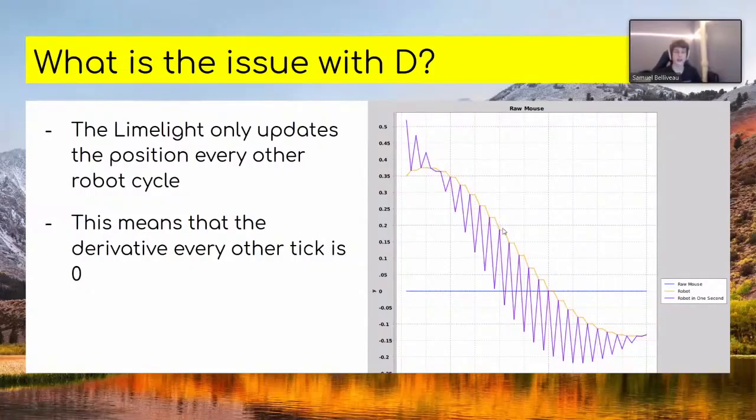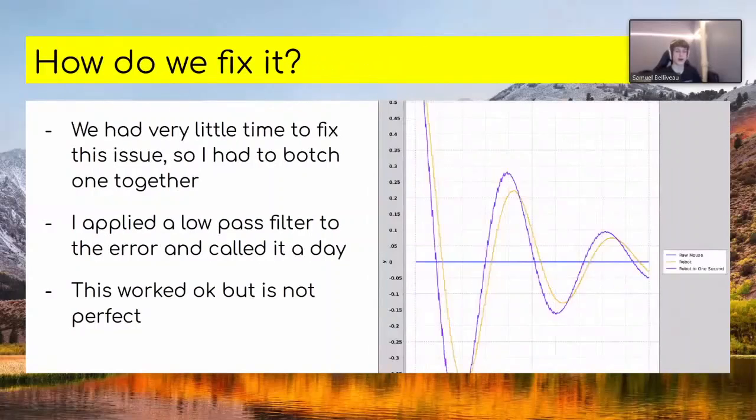every other tick, which means that the derivative every other tick is 0, and then the derivative on the other tick would be some high value. So here you could see that the robot's predictions are extremely volatile, and this can be really detrimental to a PID loop and outright cause it to fail. So, how do we fix it?